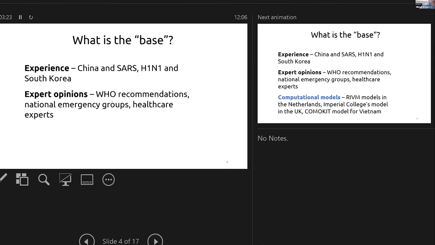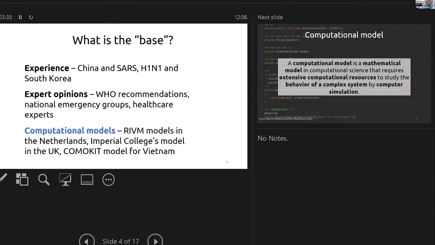You also have expert opinions. You have WHO providing recommendations on what you need to do. You have national emergency groups organized within different countries, and healthcare experts saying what needs to be done. And the final part is using computational models. In the Netherlands, you have the national agency called RIVM. They built computational models that they use to understand how the pandemic evolves. You have Imperial College with also a very famous, perhaps notorious, model for its bugs and so on. And you have, for example, the CommonKit model for Vietnam.